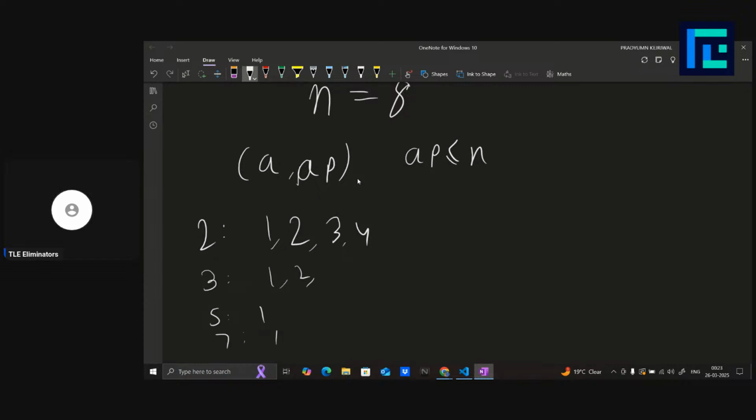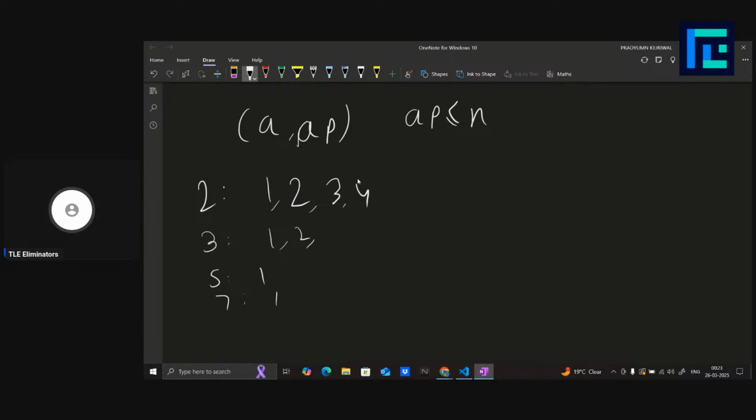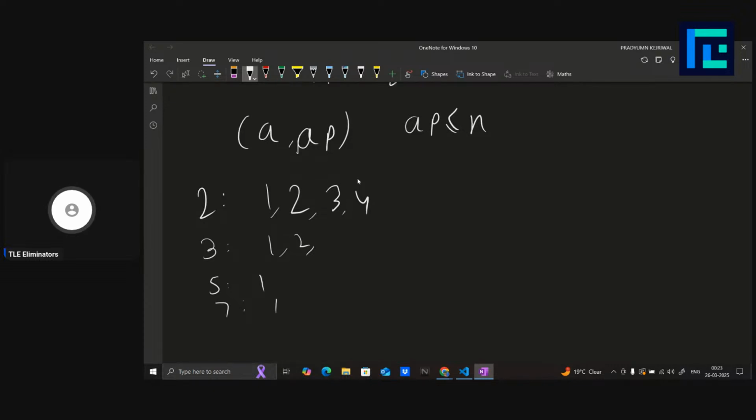So basically what we can do is just iterate over all the primes p, like 2, 3, 5, 7, and just do n by p. So n by 2 plus n by 3 plus n by 5 plus n by 7, and so on, up to whichever prime is less than n. As soon as the prime is greater than n, you will terminate the loop. So that is the final answer.